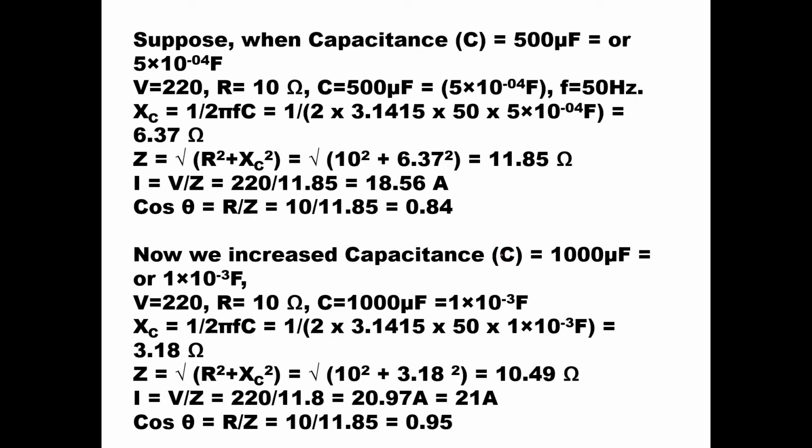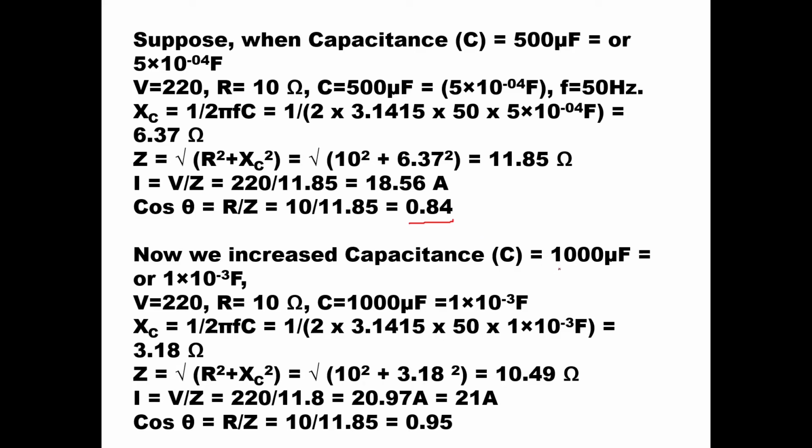And then the power factor, cos theta, is equal to resistance upon impedance, which is 10 upon 11.85, equal to 0.84. So in the first case, we took the value of power factor as 0.84 when the capacitor was 500 microfarad.